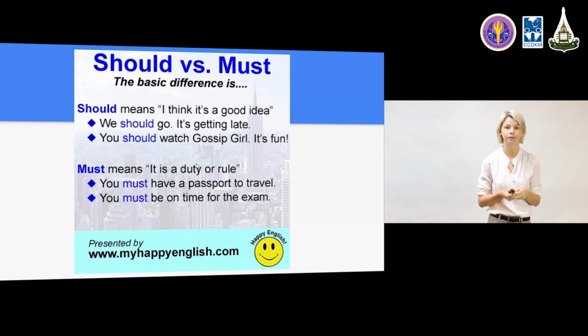The second example, you must be on time for the exam. Again, it's a rule. You cannot be late. And in those situations, we use must for rules. Notice again, must does not have to after it. You must have, you must be, not you must to be.